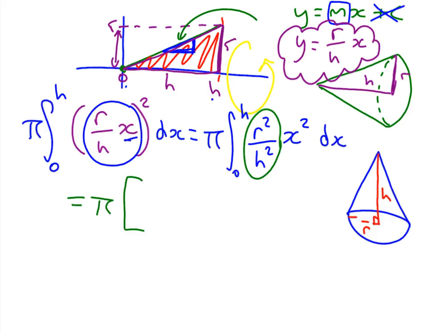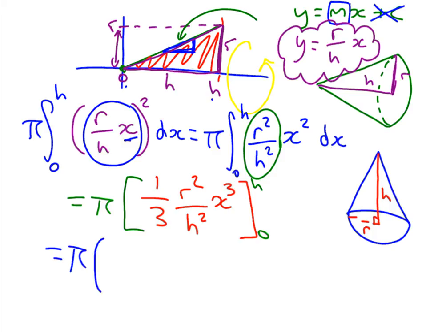Okay, so a times x squared: add 1 to the power of x, divide by the new power. So the new power is going to be 3, so it's a third, r squared over h squared times by x to the power 3. And we are integrating between 0 and h. Right, so let's get on with it then. Okay, subbing in h as x as our biggest value, we're going to get a third r squared over h squared times h cubed, and the 0 again in here just cancels it out.